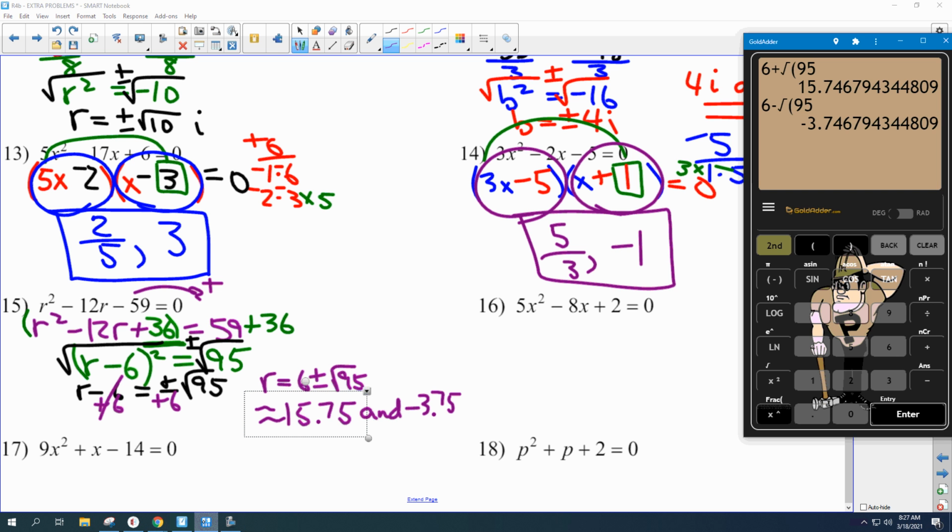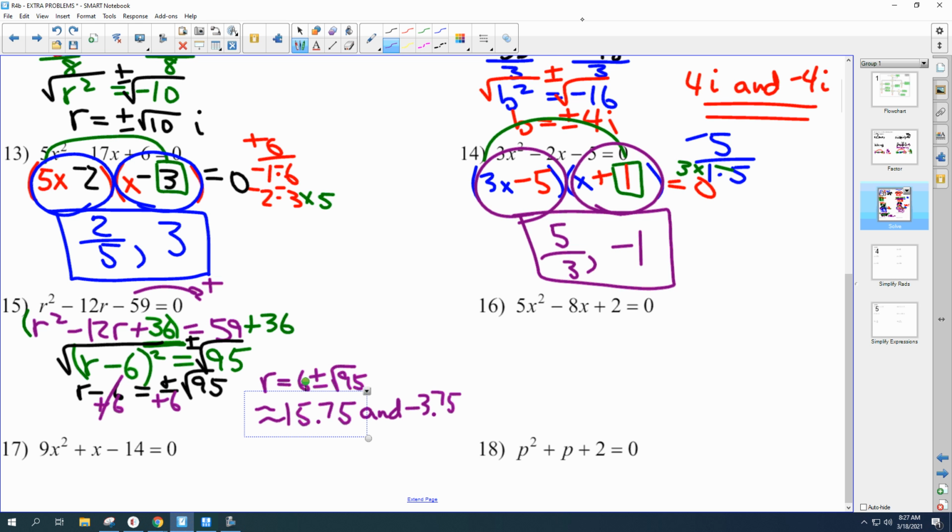So number 16, I'm not going to do completing the square. 5 makes it too hard. I will use the quadratic formula there. Negative b plus or minus square root of b squared minus 4ac, all over 2a. So we've got an a number, a b number, and a c number right here. We just plug this in.